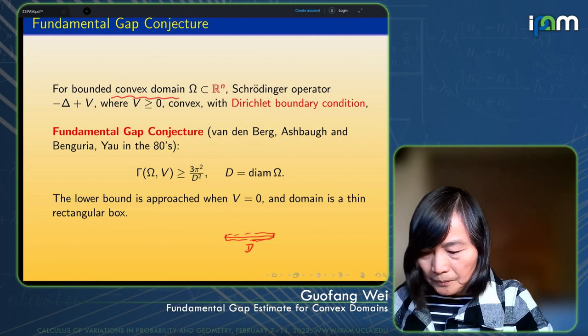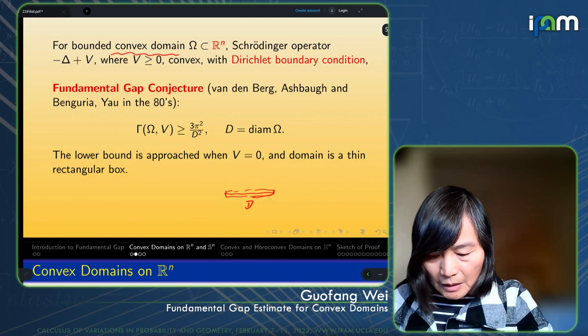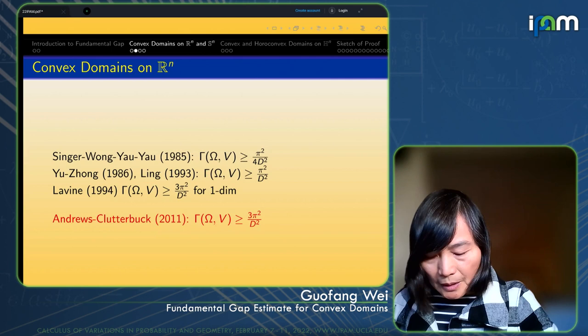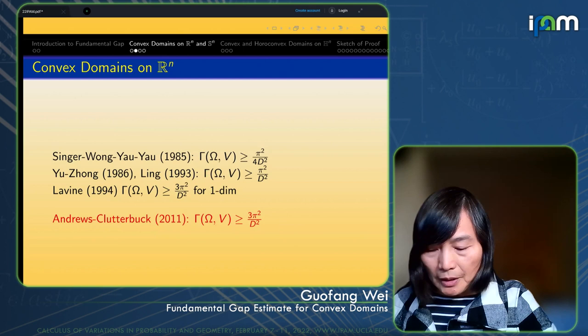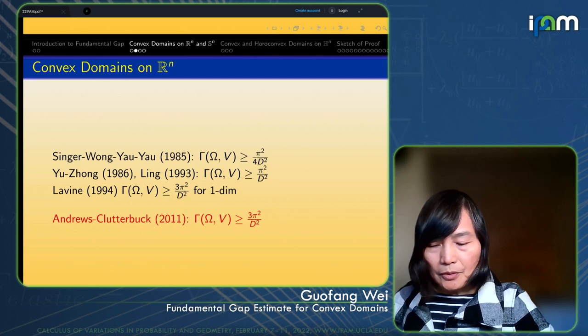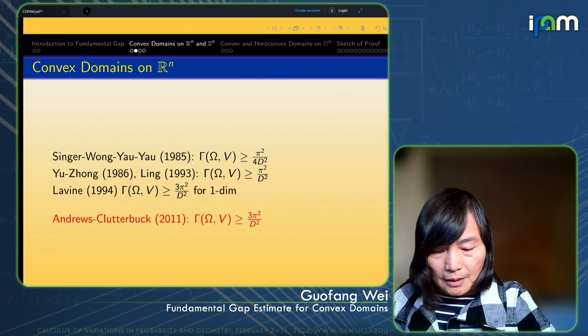So in the 80s there was lots of work in the beginning, but this was only finally solved by Ben Andrews and Julie Clutterbuck in 2011. They introduced a method, the so-called two-point maximum principle, and worked on heat equations, and completely solved the conjecture, showing that for all convex domains with convex potential, the gap is always bigger than 3π²/d². There were earlier works, but they were never able to get the optimal estimate, other than in one dimension, which was done in 1994.